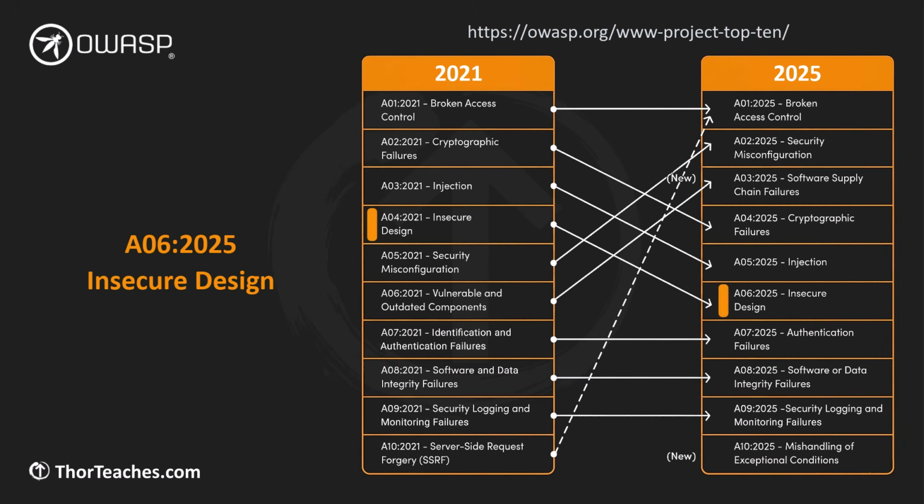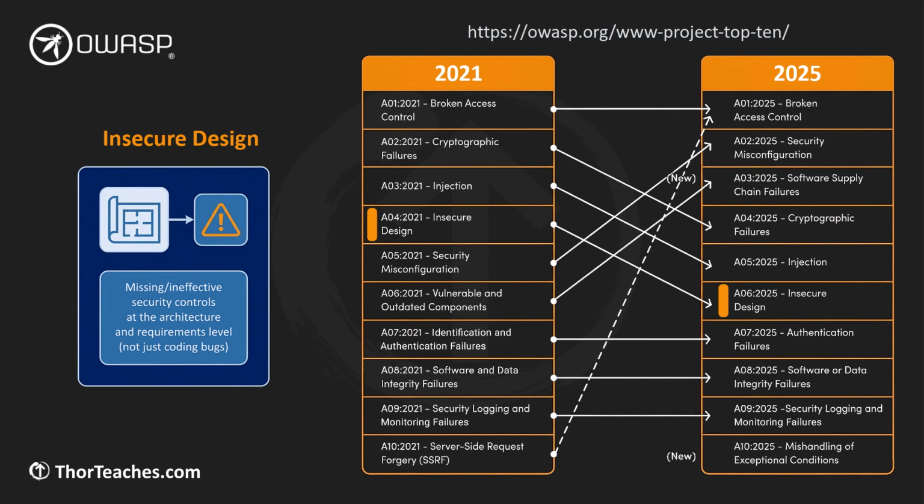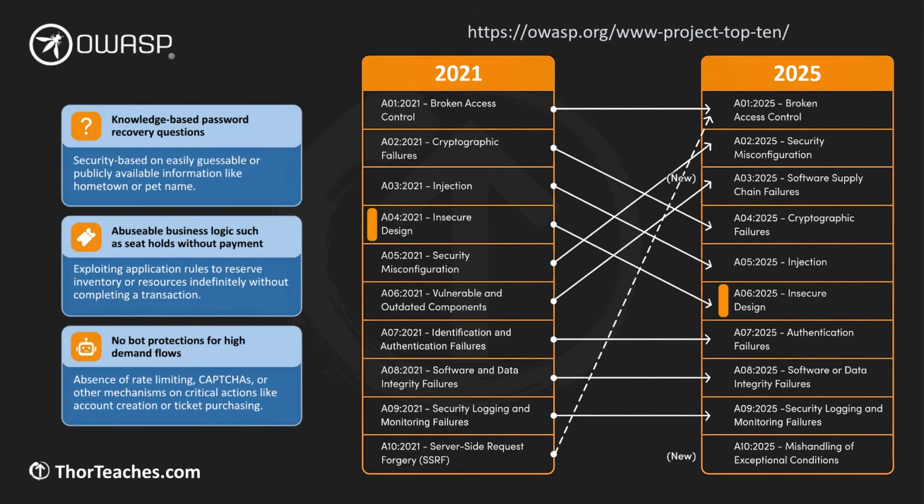Then we have insecure design, A6. And this isn't about writing the code badly, this is about designing the system wrong from the start. You can have a perfect implementation of a bad idea and it'll still be insecure. Insecure design is about missing or ineffective controls that should have been part of the architecture. For example, a password recovery flow that uses knowledge-based questions like, "What's your mother's maiden name?" That's a design flaw, not just a coding mistake. A ticketing system that lets you hold hundreds of seats without payment because nobody thought about abuse, that's a design flaw. A high-demand product page with no protection against bots that instantly buy all the stock, also a design problem.